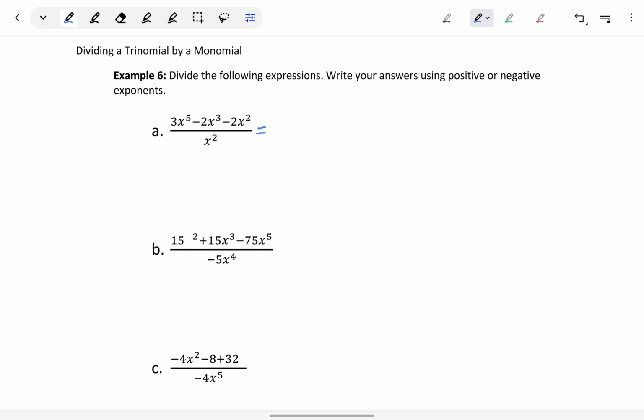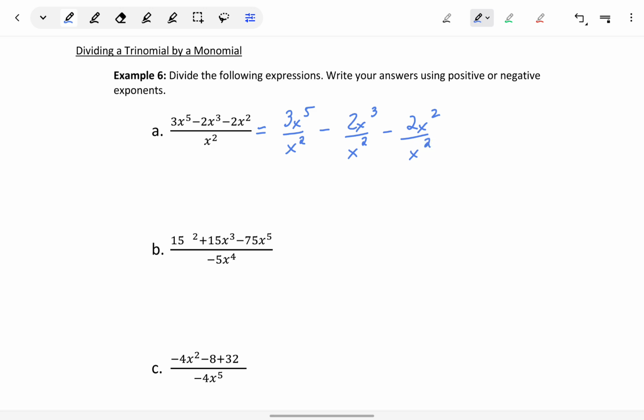Since we're dividing by a monomial, since we only have one term in the denominator, what we're going to do is break this up into 3 separate fractions. We're going to write this as 3x to the 5th over x squared, minus 2x cubed over that same denominator, x squared, minus 2x squared over that exact same denominator of x squared.